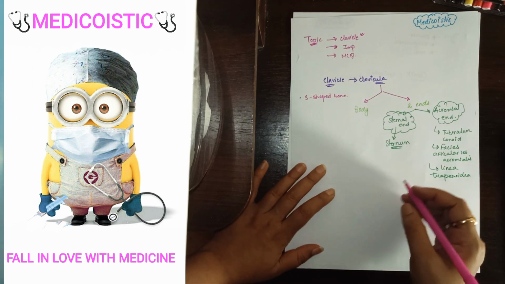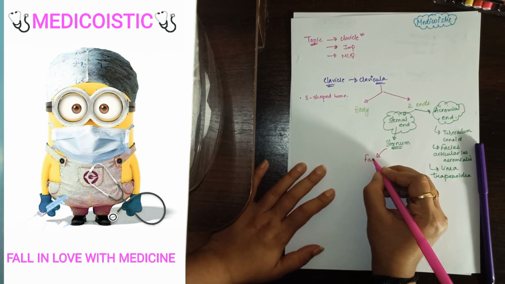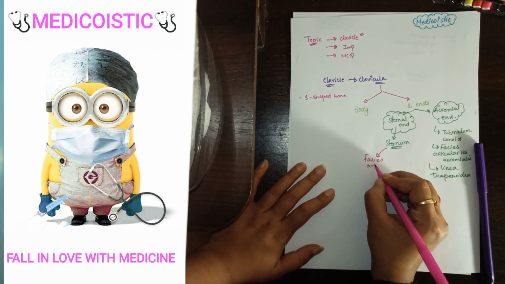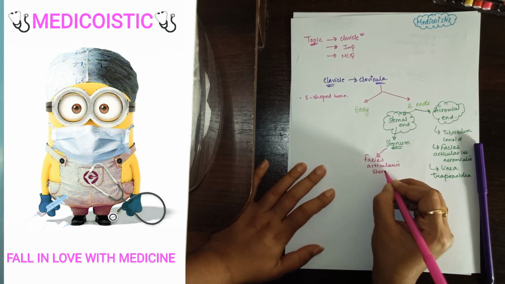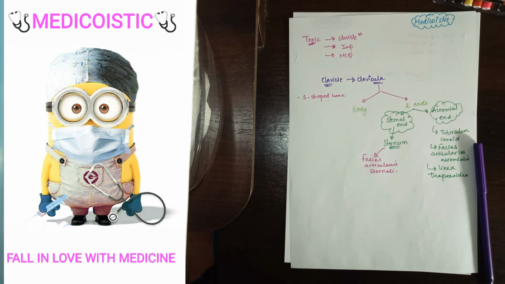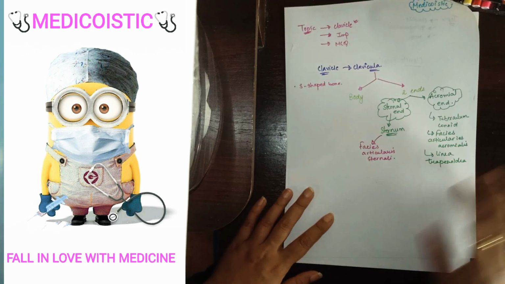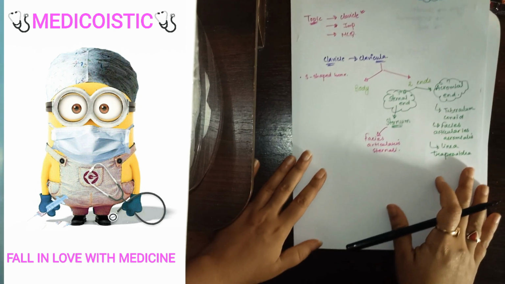Okay, now the sternal end consists of only one thing, which is known as facies articularis sternalis. Okay, it actually articulates with the sternum by the notch of the manubrium. Okay, so now we will see the diagram of the clavicle.